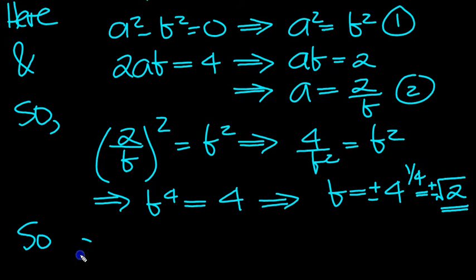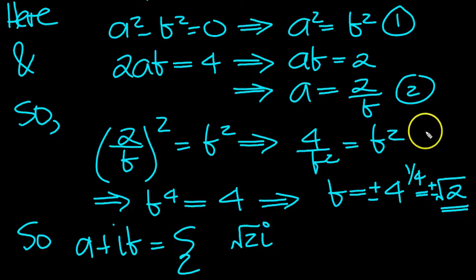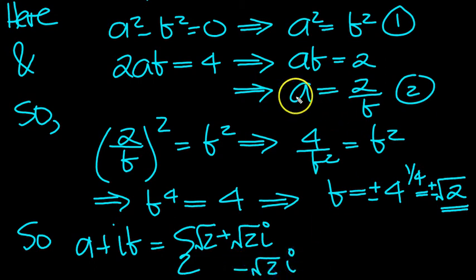So a plus ib then is equal to, when b is equal to root 2, a is equal to 2 over b. So 2 over root 2 is just root 2. And then when b is minus root 2, a is 2 over minus root 2, which is minus root 2.